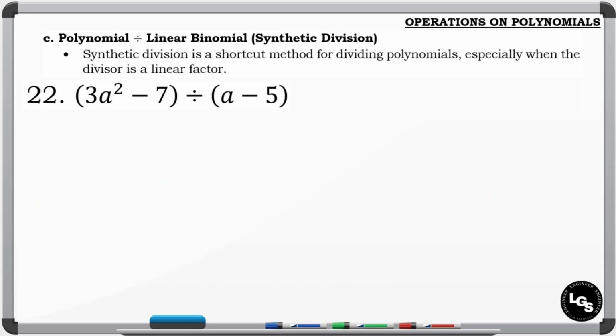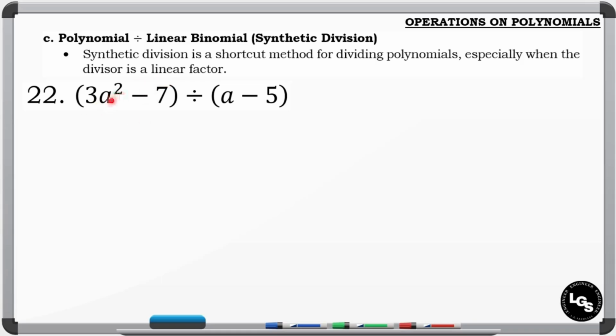Next example, we have here 3a squared minus 7 divided by a minus 5. So actually, you can use the long division here also. But like what we have said a while ago, synthetic division is like the shortcut method if we have a linear binomial as the divisor. In this case, the divisor is a linear binomial, so we can use the synthetic division.